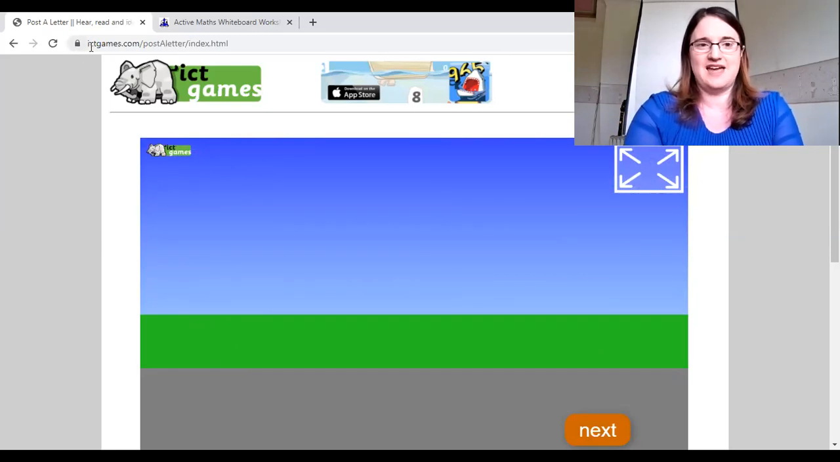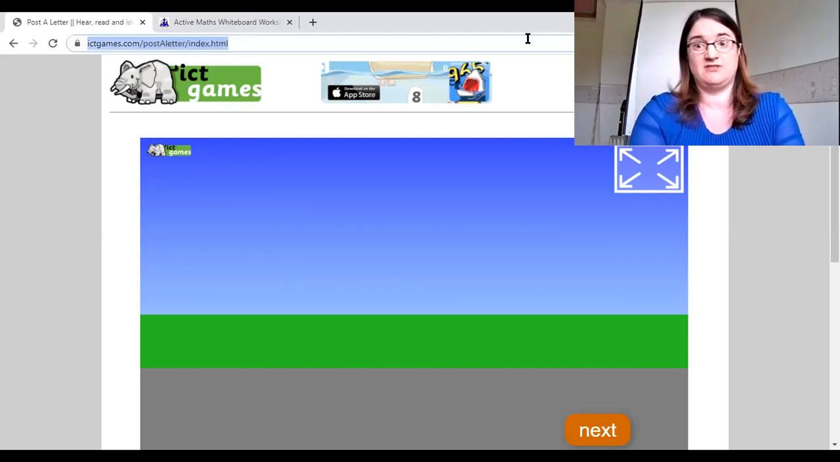Now, that game is available at ictgames.com. So if you'd like to have another go at it, it's called Post a Letter Game, and you can find it on there by Googling Post a Letter ICT Games, and you can have another go at that. So if you think, actually, it wasn't quite so good, or actually, I really enjoyed that, you can have another go at it. Okay, let's have a look and see what else we're going to be doing today.